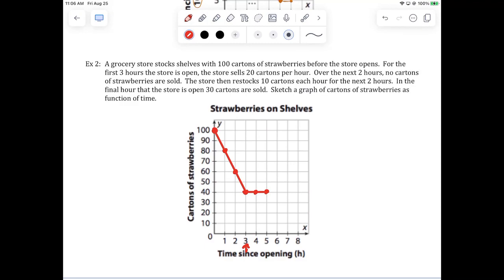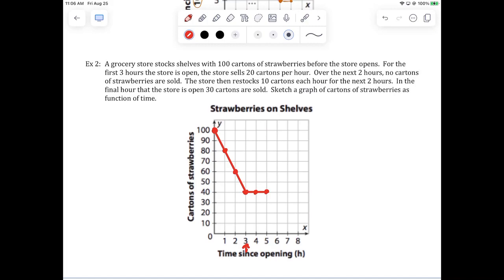The store then restocks 10 cartons each hour for the next 2 hours. Now, we have to assume something here. In the next 2 hours, while the store is restocking them, we have to assume that nobody's buying them also, right? It's one of those things that we just have to make the assumption because the problem doesn't say. But as they're restocking them while the store is open, people could also be taking them off. We're going to assume that they closed down the strawberry section. Sorry, the strawberry section is temporarily closed while we restock, okay?